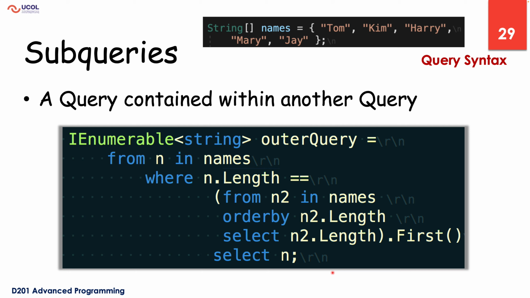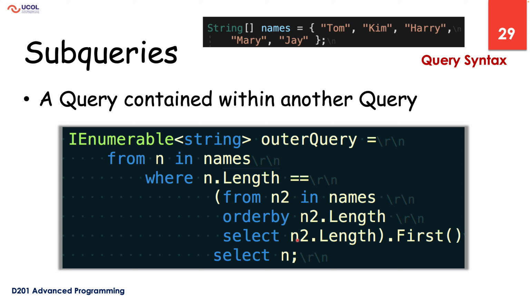A query contained within another query is also possible. We call it a subquery. So we say from n in names where n.Length is equal to. Now instead of providing the value here, we are writing another query, and then we say from n2 in names. Again we are talking about names, with n2 as a different variable, ordered by n2.Length. We are ordering them based on the length, and then we say select n2.Length.